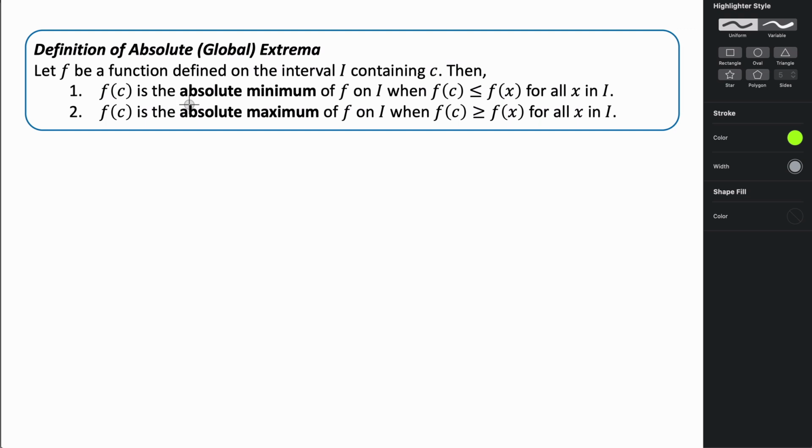And then similarly, the absolute maximum is found if the value that we evaluate f at is greater than or equal to all values of y on that interval. So f of c is the absolute maximum of f on that interval when f of c is greater than or equal to all values of f of x in that interval. Okay, so basically what this is saying is an absolute minimum is the lowest that our graph will ever reach, and the absolute maximum is the highest that our graph will ever reach in terms of y value.